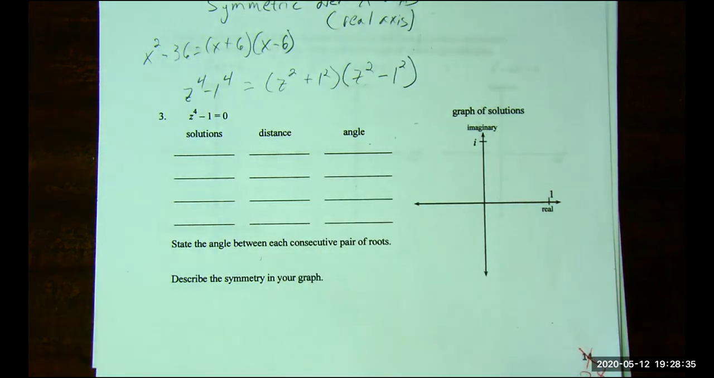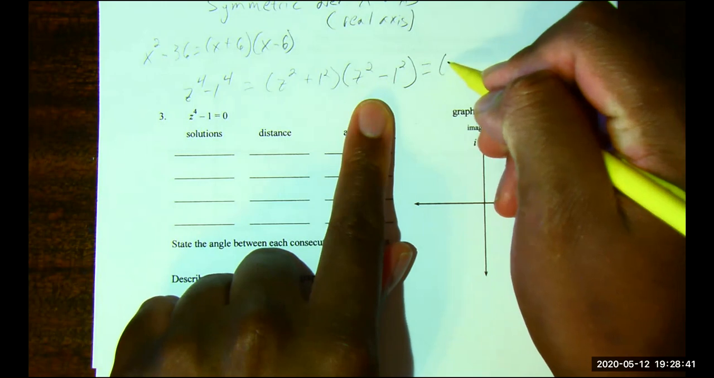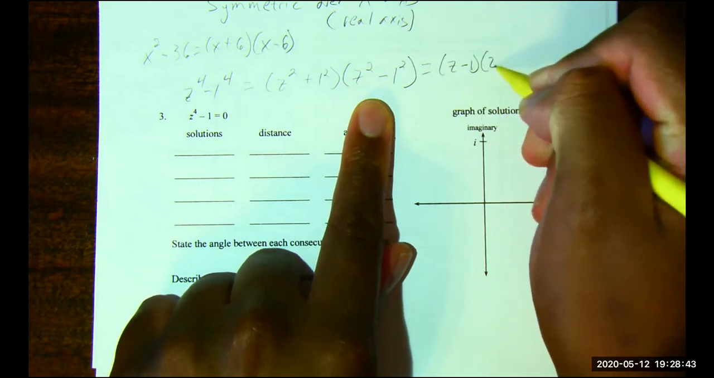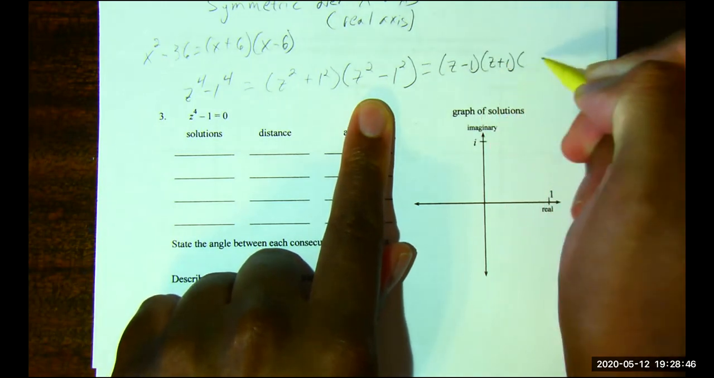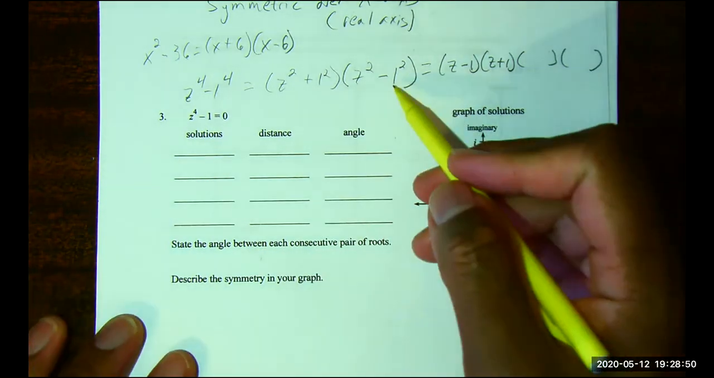So the next step equals, I'm going to go ahead and address this. This is just z minus 1 times z plus 1. You know we're going to have 2 more solutions because the degree is 4. So let's think about this.